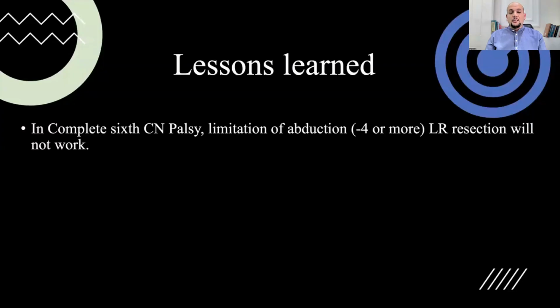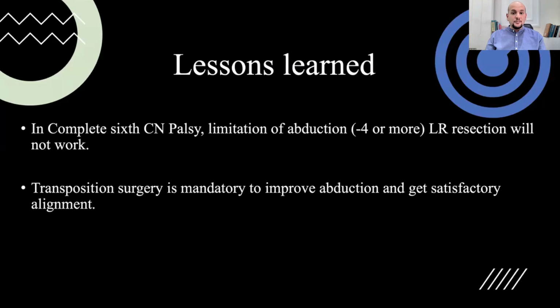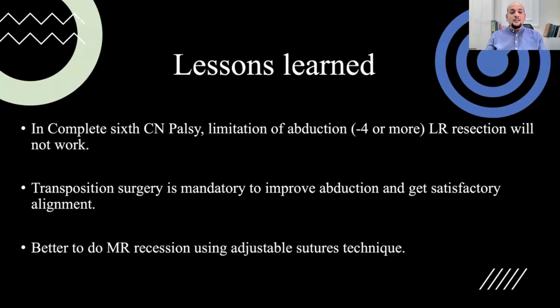Lessons learned: in complete 6th nerve palsy, with limitation of abduction of -4 or more, LR resection will not work. Transposition surgery is mandatory to improve abduction and get satisfactory alignment. It is better to do MR recession using the adjustable suture technique to titrate your results in the immediate post-op.